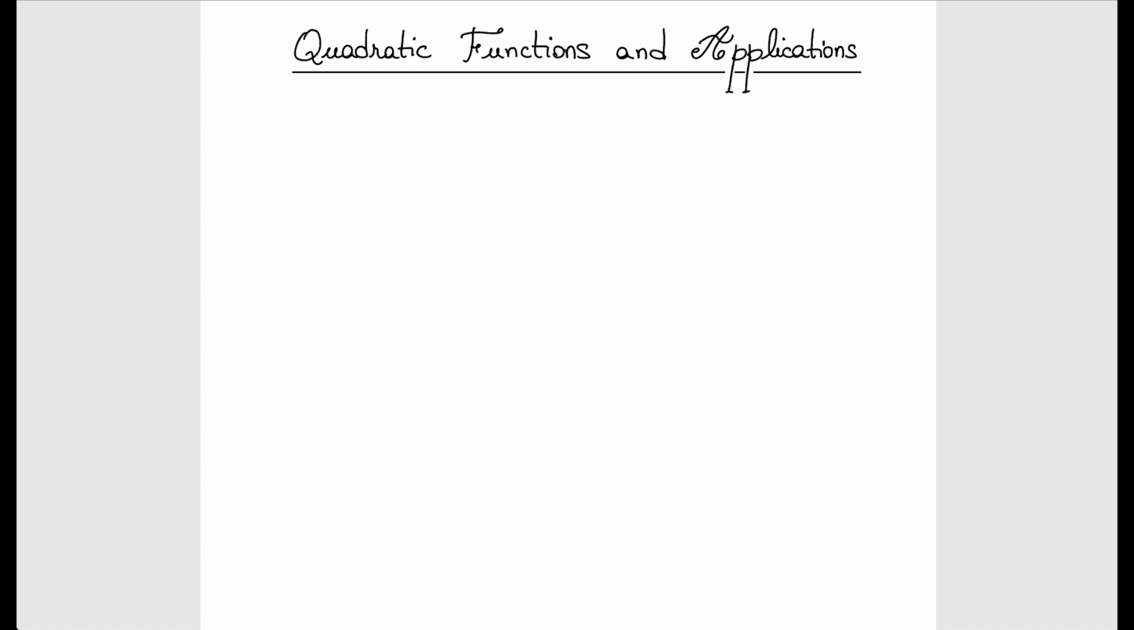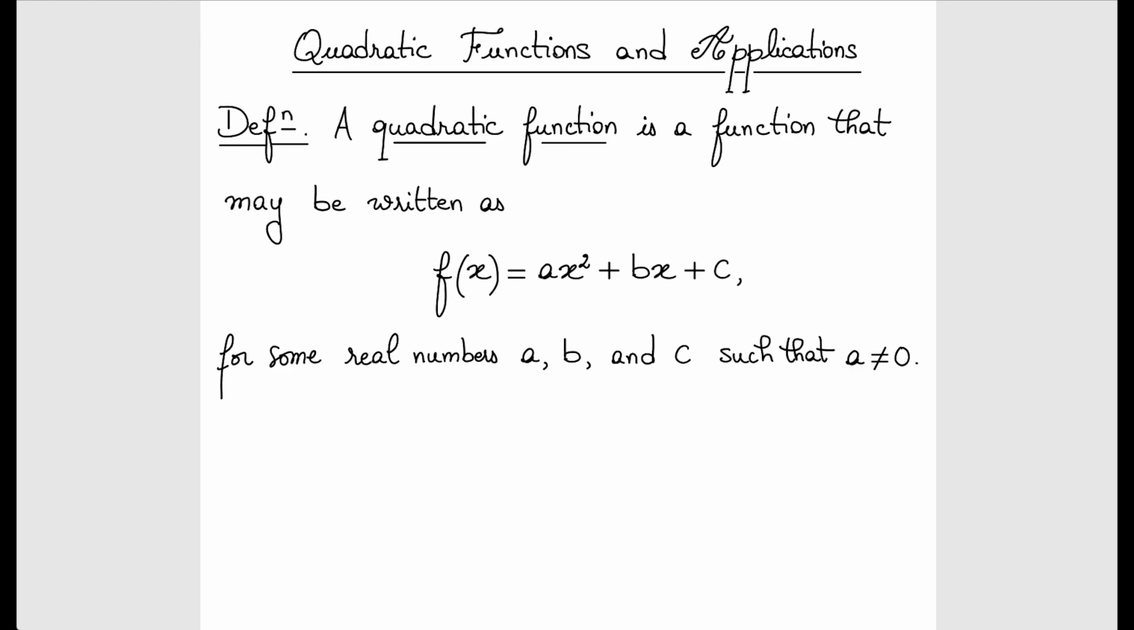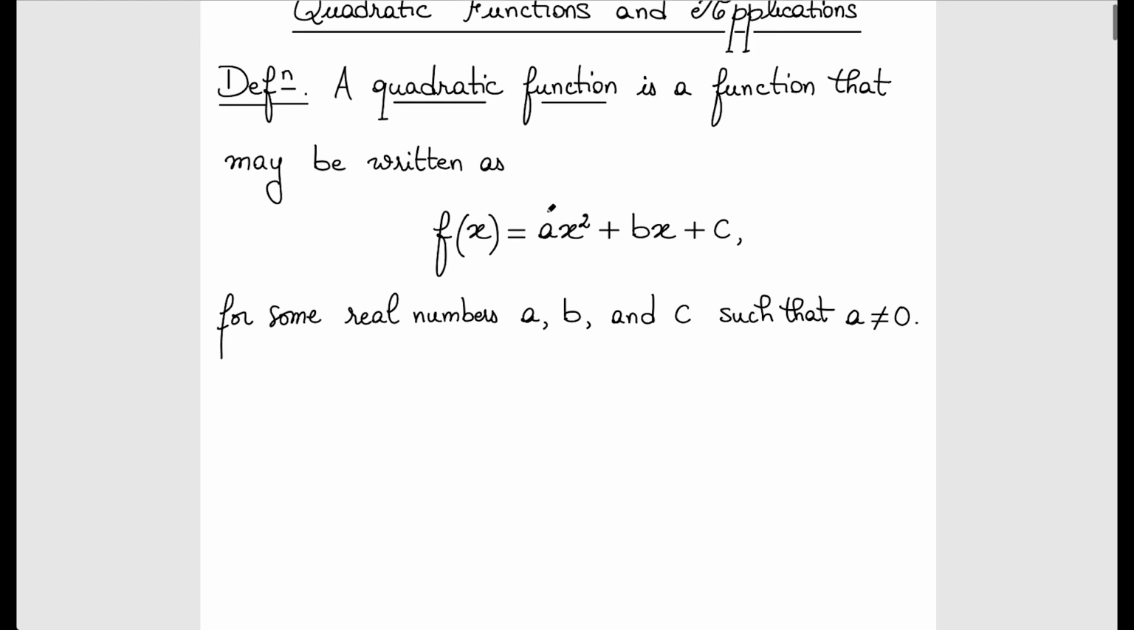Quadratic functions and applications. What's a quadratic function? A quadratic function is a function that may be written as f of x equals ax squared plus bx plus c, where a, b, and c are real numbers with the property that a is not 0. We've encountered a quadratic formula before.